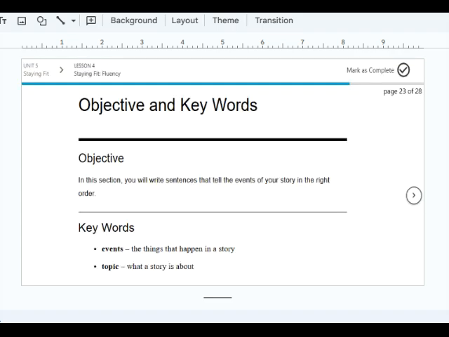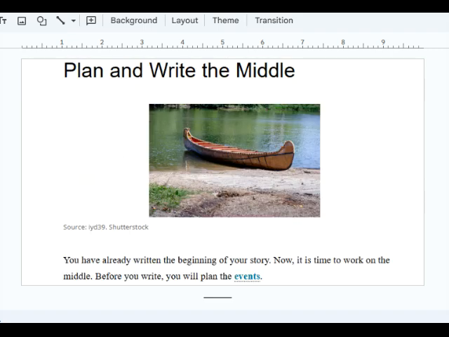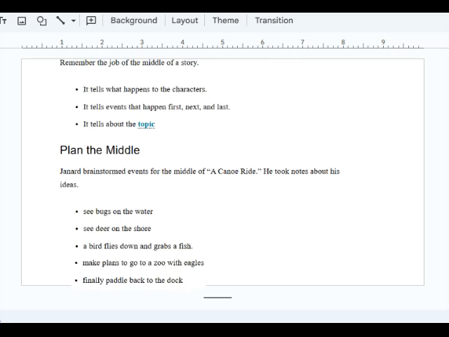Unit 5, Lesson 4. In this section, you will write sentences that tell the events of your story in the right order. Events are the things that happen in a story, and a topic is what the story is about. Plan and write the middle. You have already written the beginning of your story. Now it is time to work on the middle. Before you write, you will plan the events.